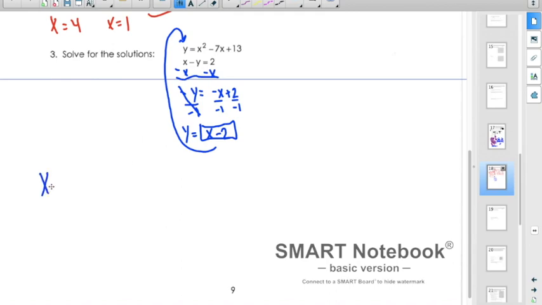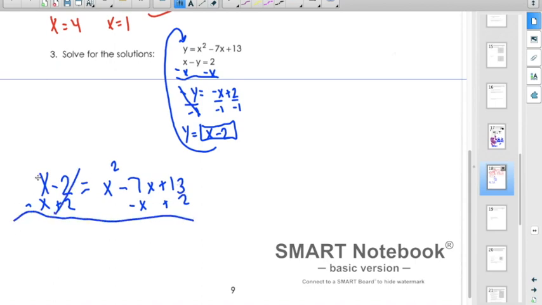So I'll have x minus 2 equals x squared minus 7x plus 13. Subtract x, add 2, right, because it's an x squared, so I gotta get everything to one side. That cancels out. I'm left with 0 is equal to x squared minus 8x plus 15.